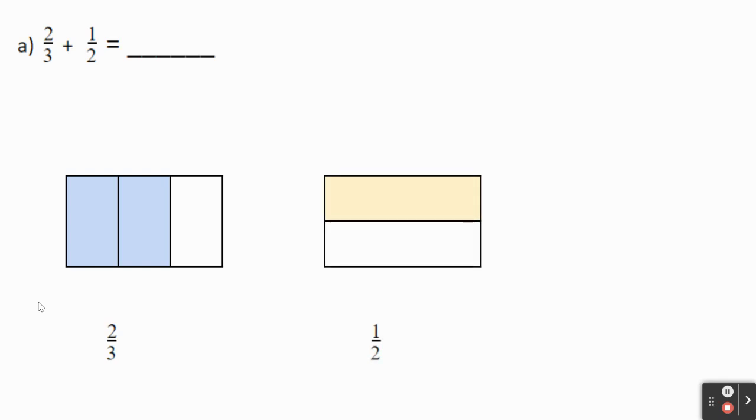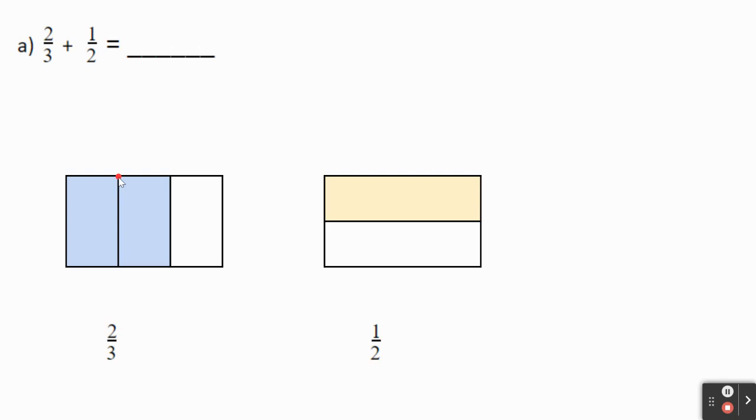If we look at both these fractions, we can see that the sizes of each of these parts is not the same. When we're adding and subtracting fractions, we need to make sure that the size of each part is the same. So what we can do is create equivalent fractions to make it so that the sizes of each part is the same so we can add them together.